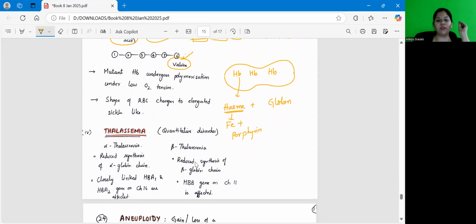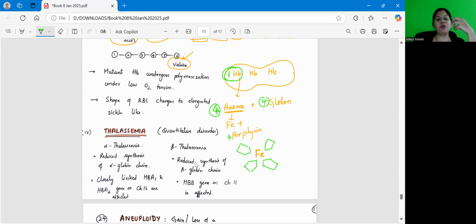Let me draw the structure, not completely. Let us say this is iron, and to this I have the porphyrin group, something like this. So we have 4 porphyrins to each heme. Like that, we have 4 heme in one hemoglobin. One hemoglobin molecule, if you take, we have 4 heme molecules and 4 globin molecules.